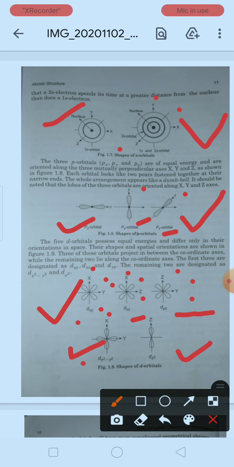dx² minus y². And the last one is z², where both dumbbells or lobes are on the z-axis only. In this way we can identify each and every energy orbital and its shape. So s orbitals are spherical in shape, p orbitals are dumbbell in shape, d orbitals are double dumbbell in shape, and f orbitals have a complicated structure. That's why they are not identified. Okay.